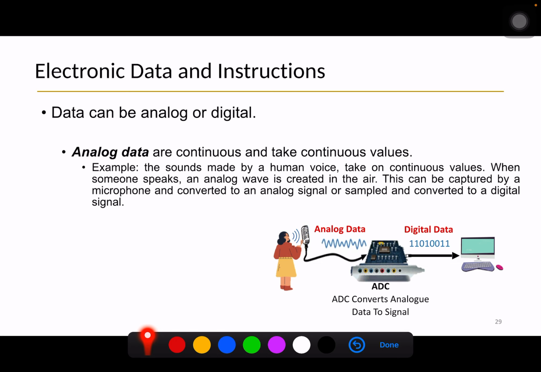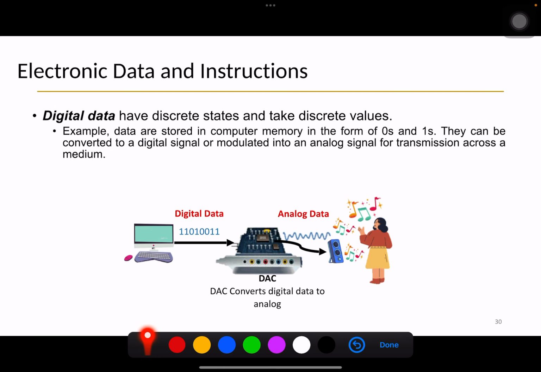So this kind of representation is used to save or to keep data in the computer or any electronic device, such as our handphone, our smartwatch, or whatsoever. When it comes to an electronic device, how is the data stored in it? It is stored by using this digital data. So digital data have discrete states and take discrete values.